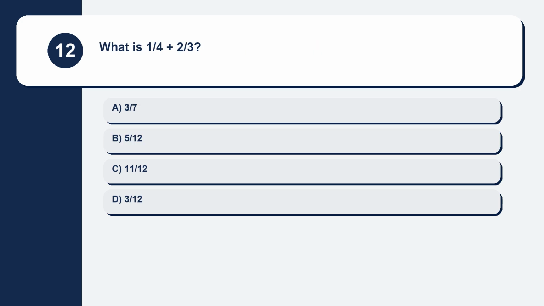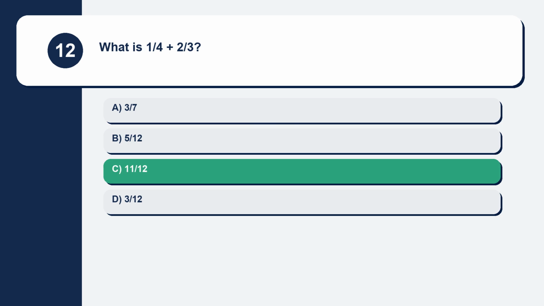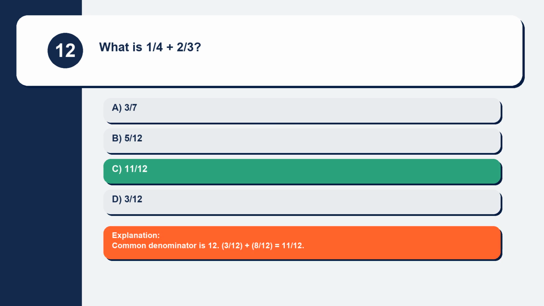Question 12. What is 1/4 plus 2/3? 3/7, 5/12, 11/12, 3/12. Common denominator is 12. 3/12 plus 8/12 equals 11/12.